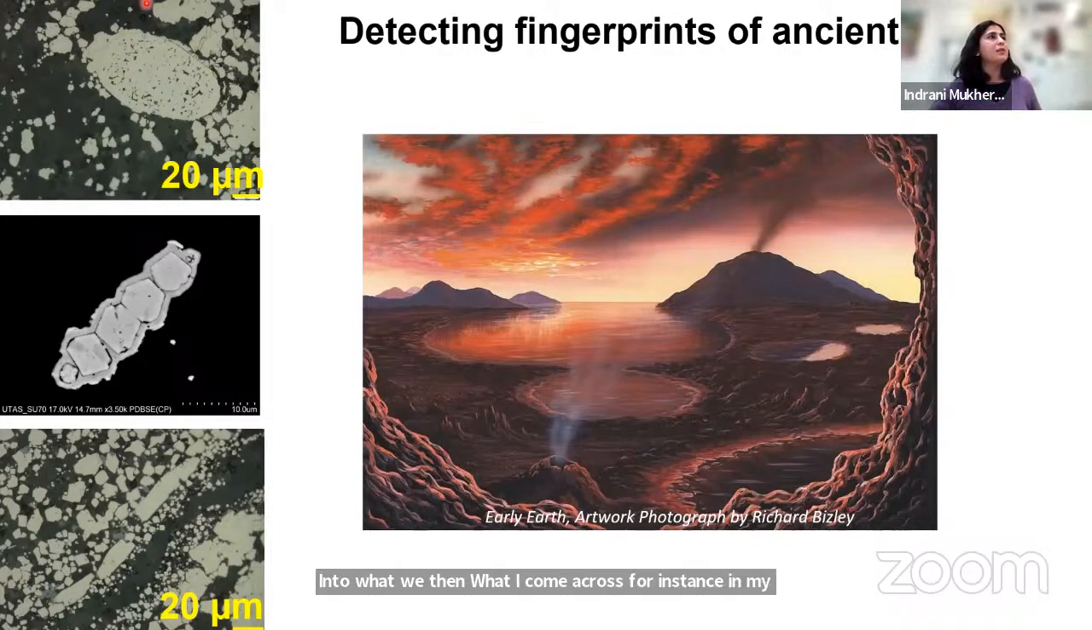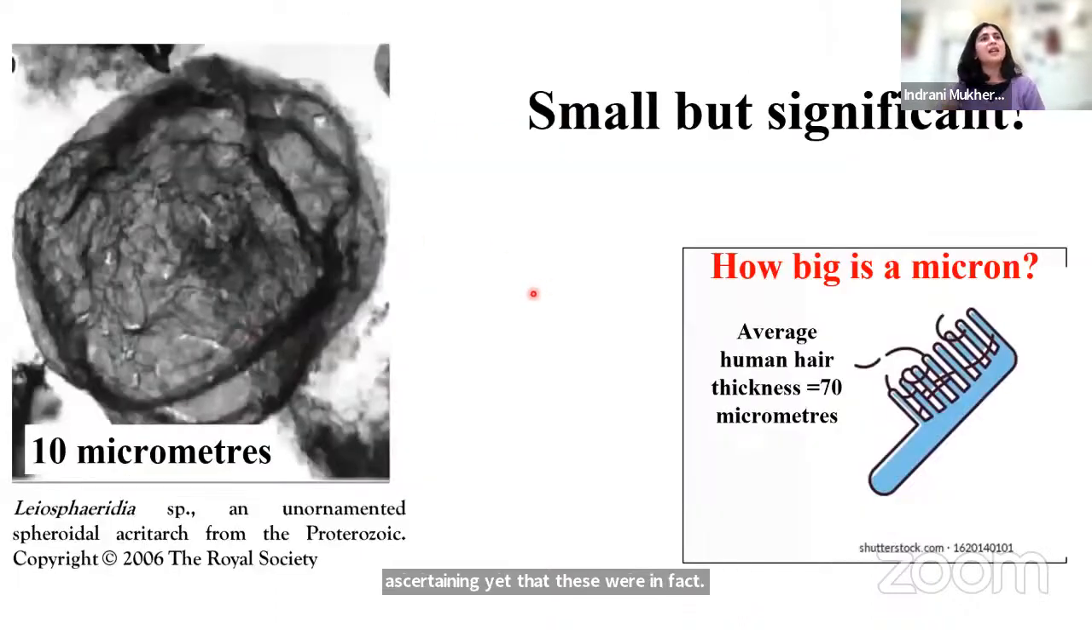And here on the left, I'm giving you an example of some of the textures that I come across. And I think it looks very biogenic, but what I think makes no difference to anybody, because I don't have a way of ascertaining yet that these were in fact biological in nature. And the other problem as we go further back in time is the size. As we know, as we go back in time, the size of the organisms tends to decrease a lot, and they're all microscopic. And that makes it even harder.